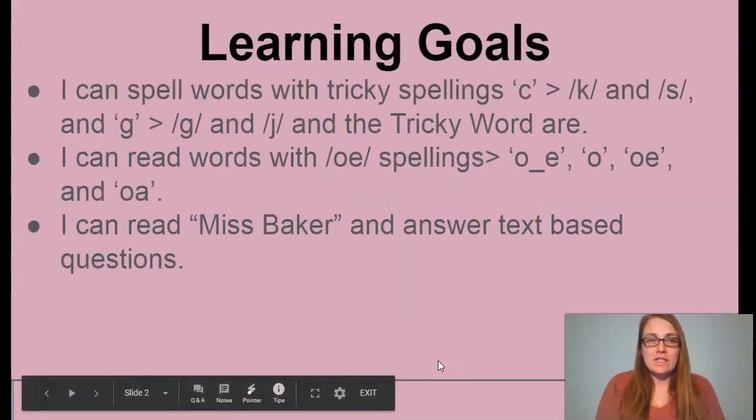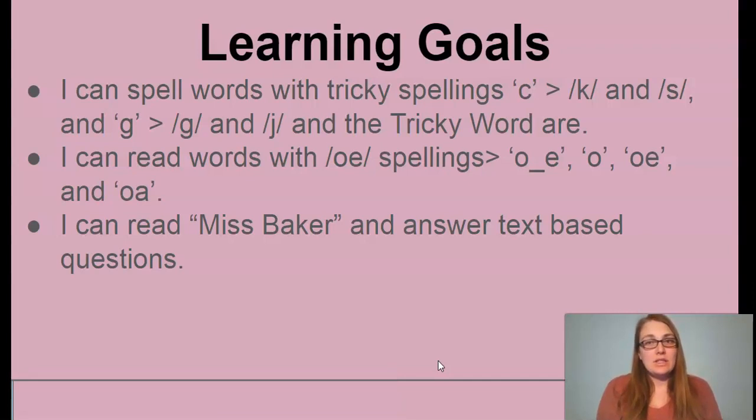Our learning goals for today. Spelling words with the tricky spellings: letter C for the K sound, and letter C for the S sound, and letter G for both the G and J sounds, as well as the tricky word R. Reading words with O spellings, O space E, O, O-E, and O-A, and then reading Miss Baker and answering text-based questions.